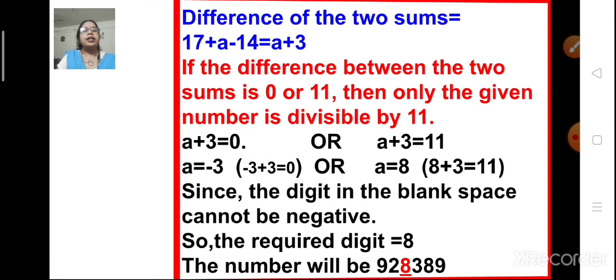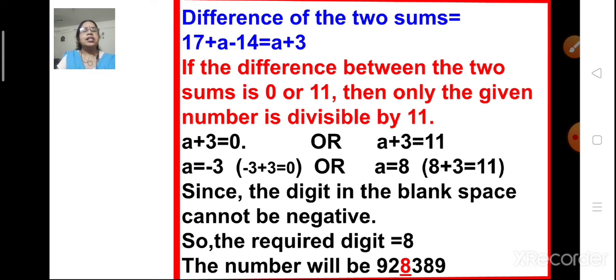17 plus A minus 14 will be A plus 3, isn't it? So, 17 minus 14 becomes 3, and A plus 3 will be their difference. Now, for the number to be divisible by 11, the difference should either be 0, 11 or a multiple of 11. Let us consider the two cases: the difference A plus 3 should be 0, or it should be 11.